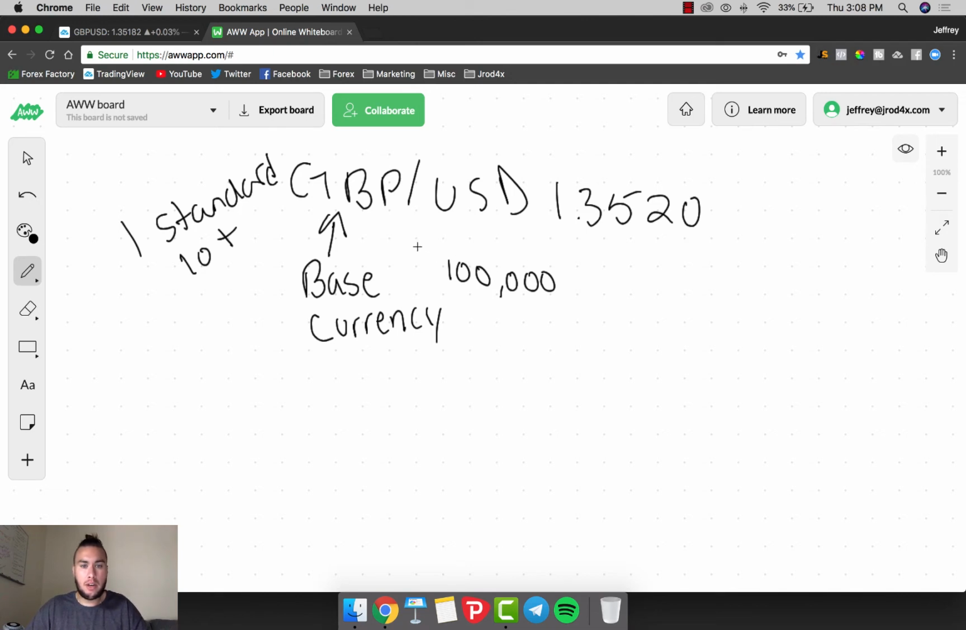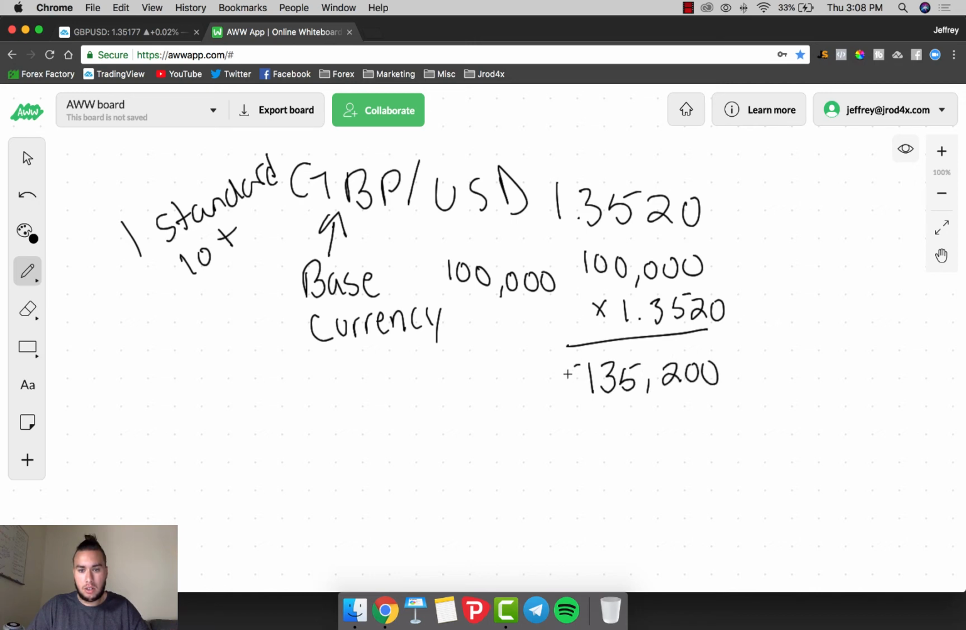Now that we know that we're going to use one standard lot and the current exchange rate is 1.3520, we need to figure out what the notional value is. So we'll take 100,000 and we will multiply that by 1.3520 and you'll get $135,200. So the notional value is $135,200.